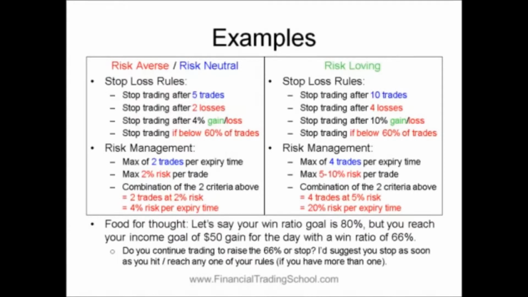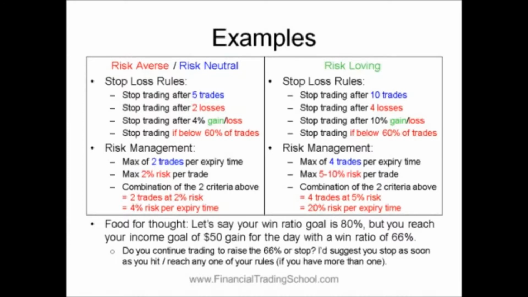You have risk averse and risk neutral on the left side and risk loving on the right side. I'm just going to read the left side and then basically just double or triple the numbers for the right side. So for risk neutral, stop loss rules are like you stop trading after 5 trades, or you stop trading after 2 losses, or you stop trading after 4% gain or loss, either one, or 2% loss or something like that. Just make up different numbers for whatever your risk level is.